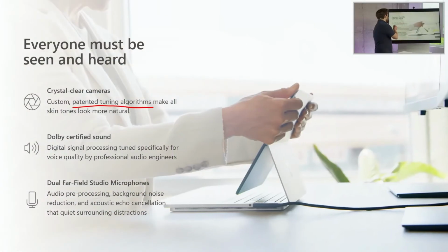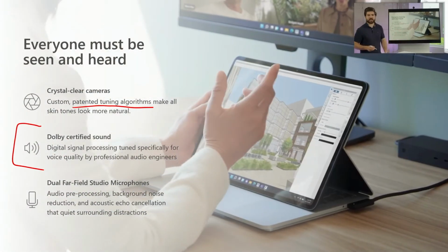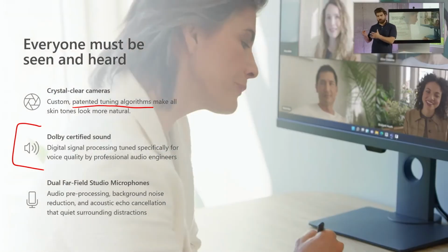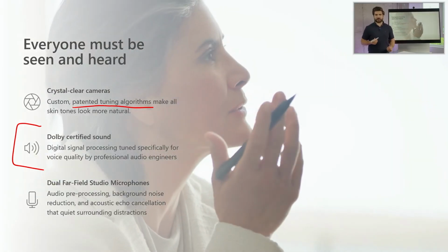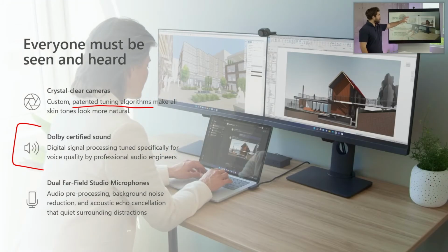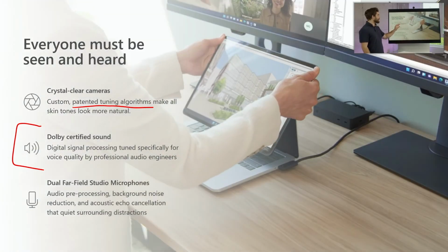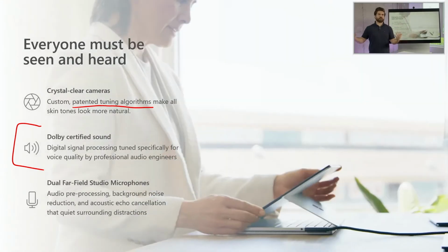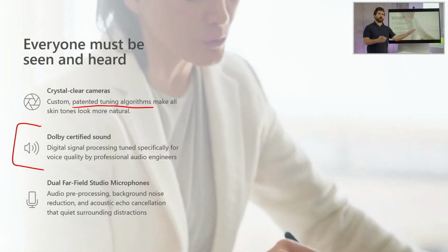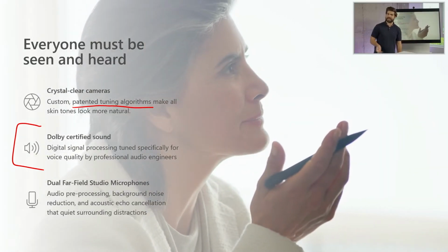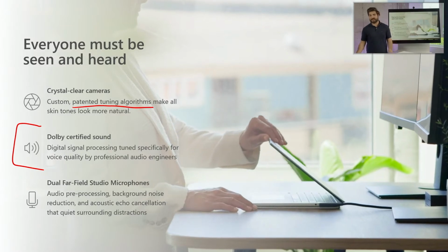Similarly, we partnered with Dolby on our speakers to make sure that they are all certified Dolby Audio Premium or even Dolby Atmos, which is their highest level of certification. And we finally tuned these to the human voice. So the cameras are tuned to human skin tones, the speakers tuned to the human voice. And what I mean by that is, sure, if you were to play your Bach or Beethoven or any other classical music that doesn't have any human voices in it from a Surface device, it'll still sound great.